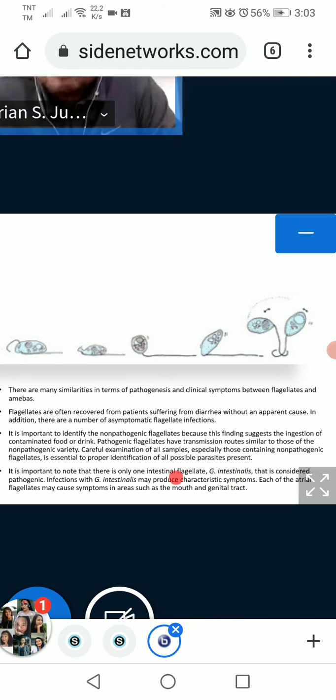It is considered as the only pathogenic flagellate. Okay? So, si Giardia intestinalis, class, is an intestinal flagellate. Each of the atrial flagellates naman can cause symptoms such as diarrhea in the mouth and genital tract. Diba dalawa yung types natin ng flagellates? We have intestinal and atrial. Intestinal, sa tiyan. Atrial, they can cause infection on our mouth and on our genital tract. Ibig sabihin, sexually transmitted infection. Okay?